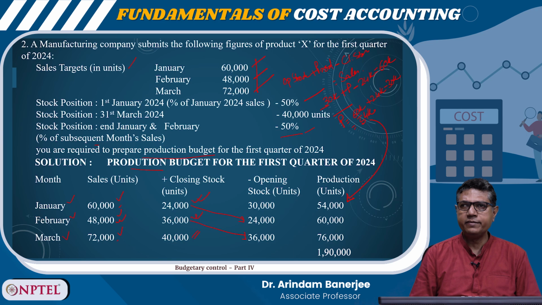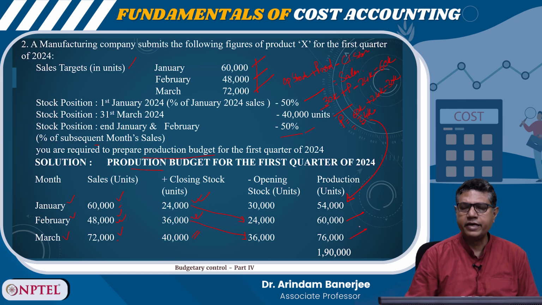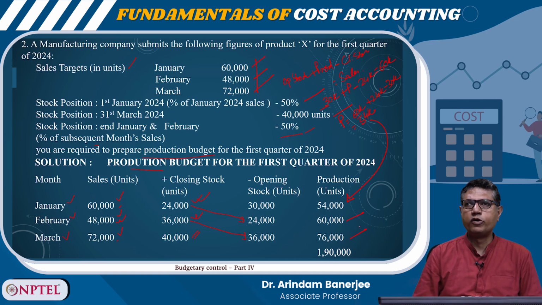Fine. Okay. So similarly, I can calculate for the month of February also, for the month of March also, the production units, and my production budget is complete. Okay, fine. Okay, next problem.